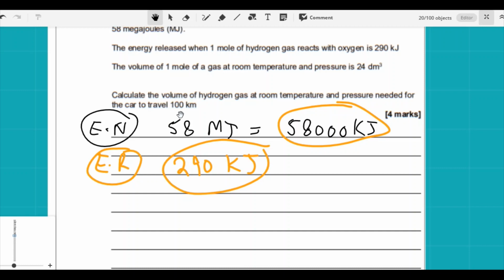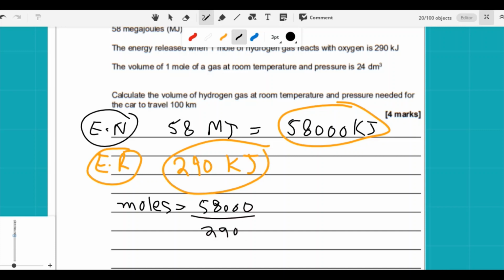So first of all, as we know that here we have to find the moles. So moles is equal to the energy needed divided by energy required. So there will be 58,000 divided by 290. So when we divide it, that equal to 200, because 29 times 2 equal to 58. So the zeros cancel, so it means there will be 200.